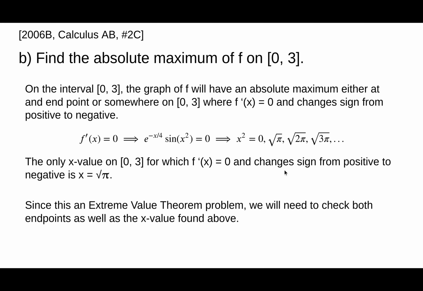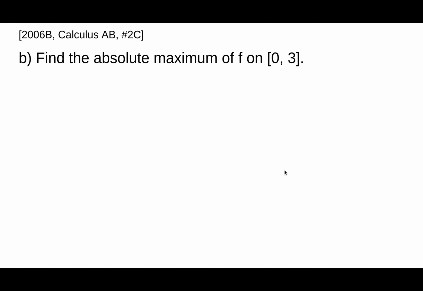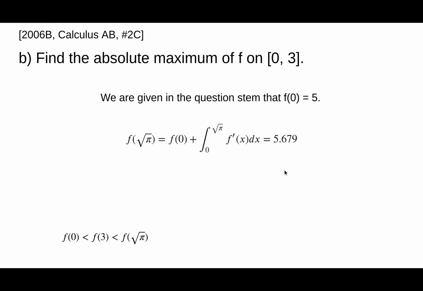So we're going to check f of 0, f of the square root of pi, and f of 3 to determine which of these is actually the absolute maximum of f on the interval from 0 to 3. All right, so we're given in the question stem that f of 0 is 5, right, simple. f of the square root of pi we can find by integrating and doing f of 0 plus the integral from 0 to square root pi of f prime of x dx. It's a calculator problem, so this is something you would be expected to actually calculate using your calculator.